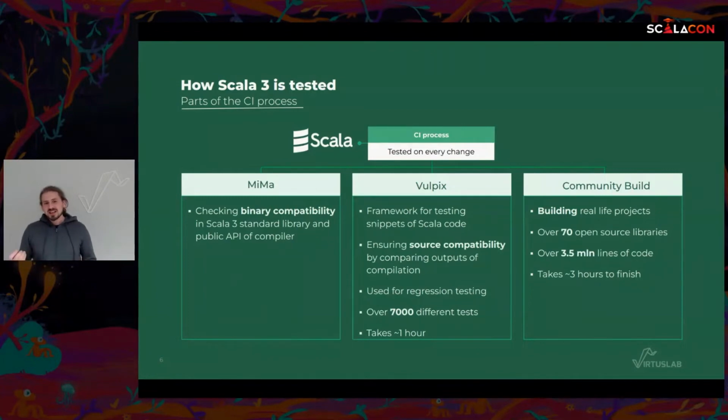And basically, they are also used for regression testing. So whenever a new regression is found, it is minimized and added to the set of these Vulpix tests, and from this point on it will always be tested on each change to the compiler. So we can be almost sure that the same bug would never happen again. In total, there are, I think, over 7,000 different tests.